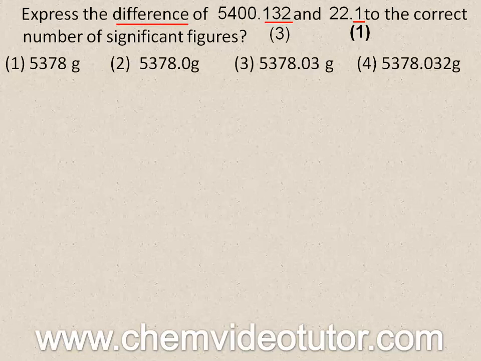Okay, so the correct answer is choice 2, because it is the only choice that has 1 digit after the decimal point, just like the measurement with the fewest digits after the decimal point.